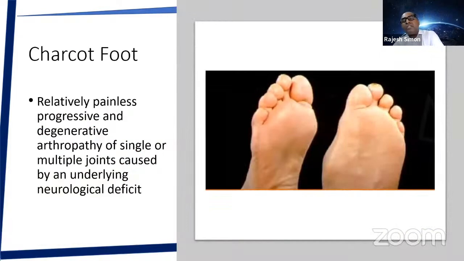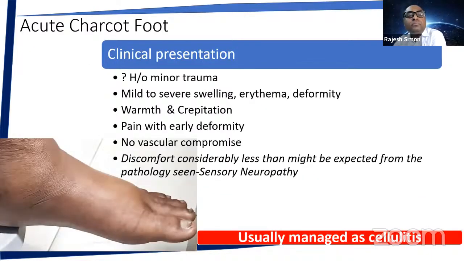So Charcot foot, if you look at the diagnosis, is a relatively painless, progressive, degenerative arthropathy of single or more joints, usually more joints, with an underlying neurological deficit. So you see this patient with a red hot leg, but the patient is relatively painless. They are walking pain-free. That is where you have to suspect this might not be cellulitis. It can be a Charcot neuroarthropathy.